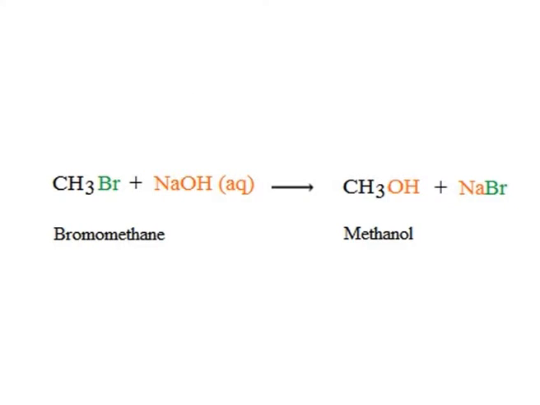Number 1, nucleophilic substitution reactions. In nucleophilic substitution reactions, both the attacking atom or group and the leaving atom or group are nucleophiles, that is, electron-rich species. These types of reactions occur mainly in compounds with an electronegative atom or group bonded to an sp3 hybridized carbon atom. For example, in the hydrolysis of bromomethane with aqueous sodium hydroxide to give methanol, the nucleophile hydroxide ion replaces the nucleophile bromide ion.